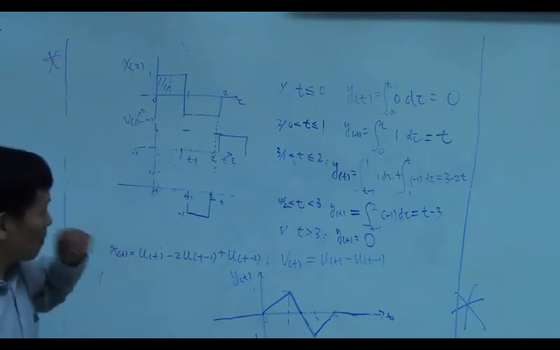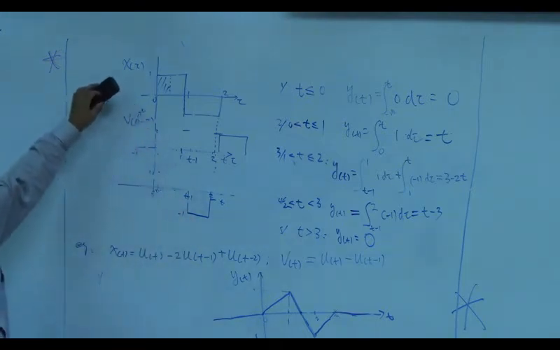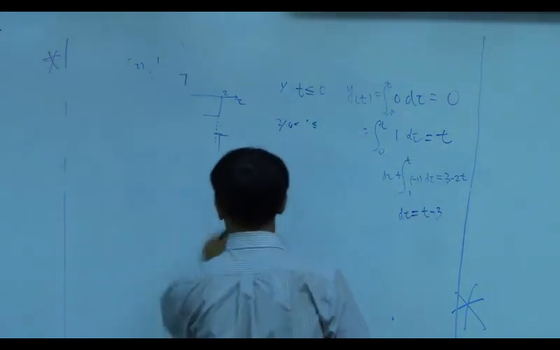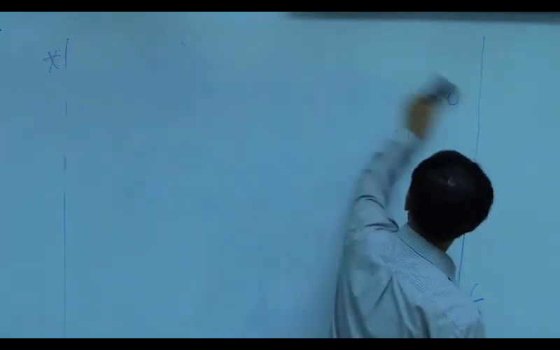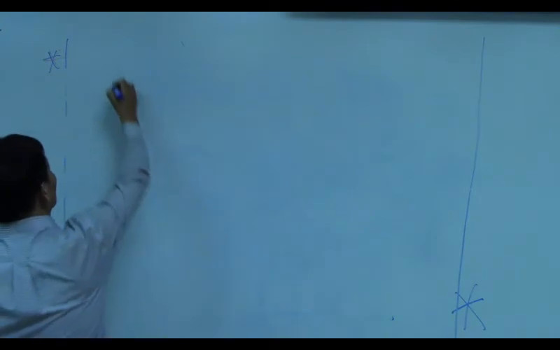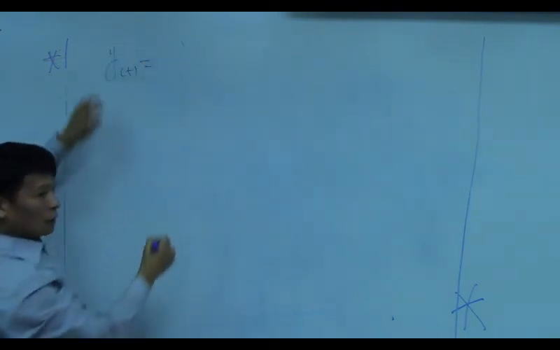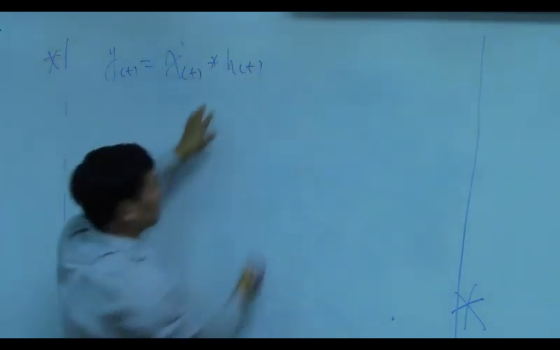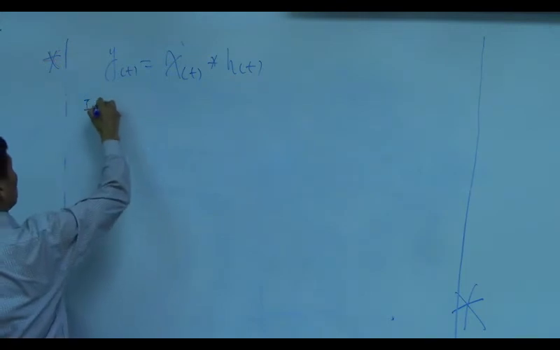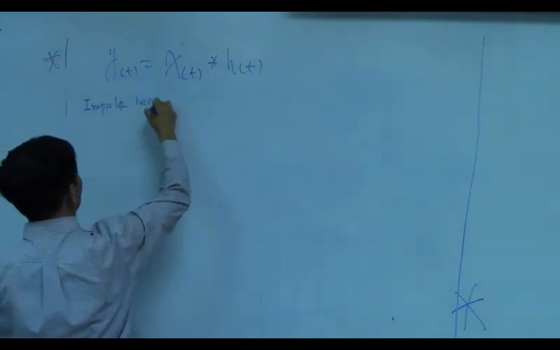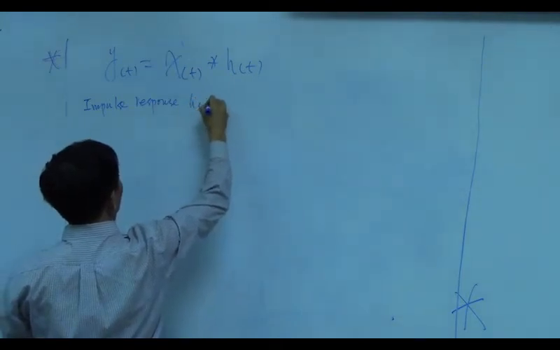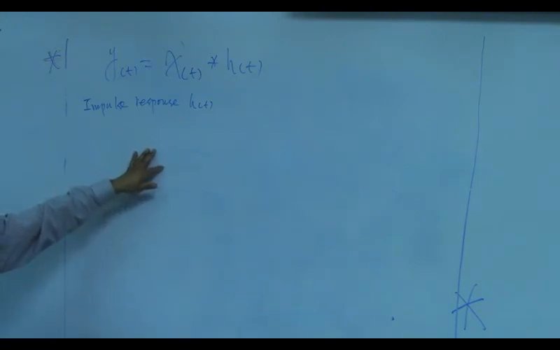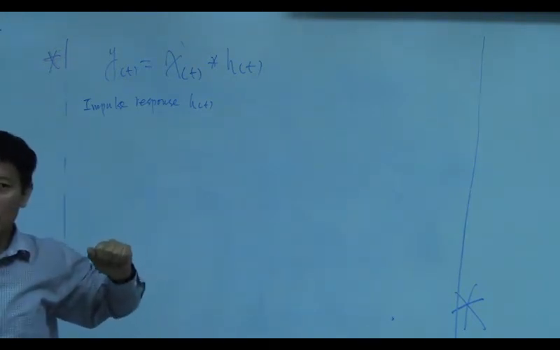Here it said, I will erase this. We said the output of an LTI system is your input convolved with h(t). h(t) is the impulse response. Let me ask again, what is h(t)? What is the impulse response? What's the meaning of this?